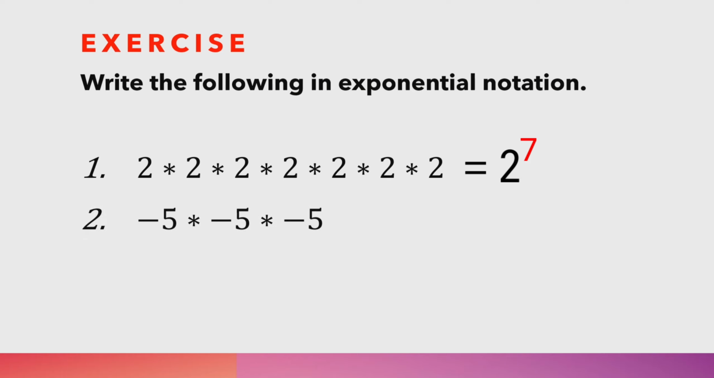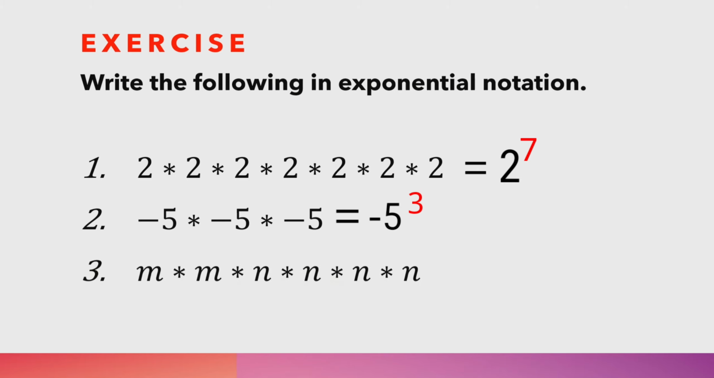Let's have example number 2. We can see here that we have negative 5 as a factor, so our base will be negative 5. And let us count how many negative 5's are being used here. You can see that 3 negative 5's are being used. So the exponential notation of this given is negative 5 raised to 3, or negative 5 to the power of 3.